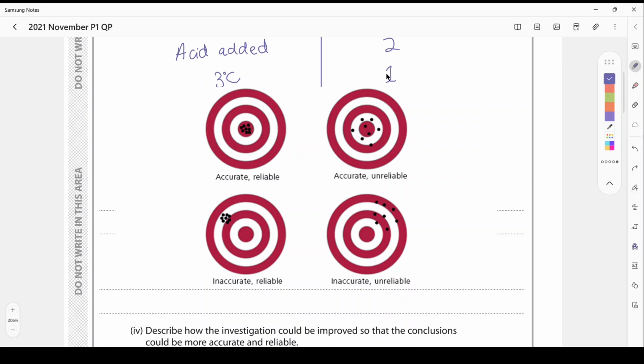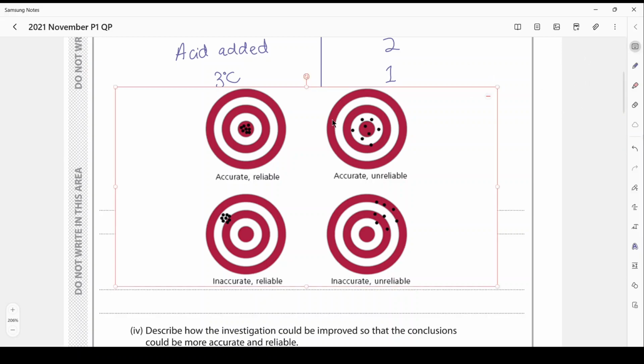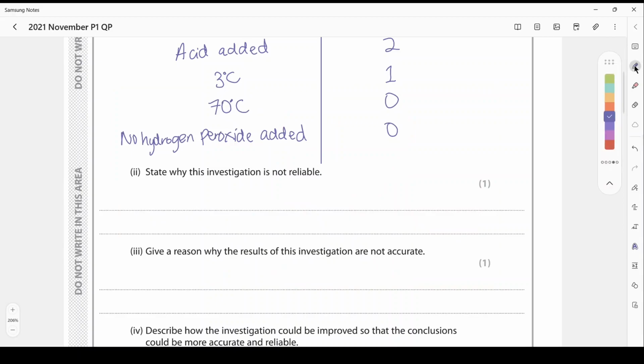So how do we remove this? Okay. So it says state why this investigation is not reliable. So when it comes to reliability, we have to link that to repeats. So let's say they did not repeat the experiment.